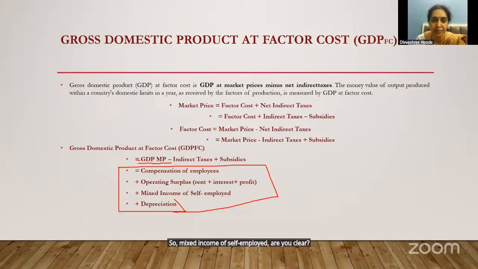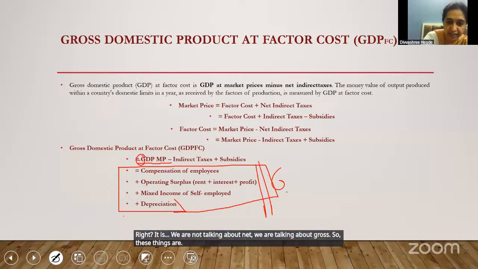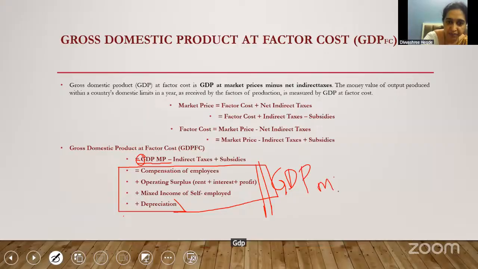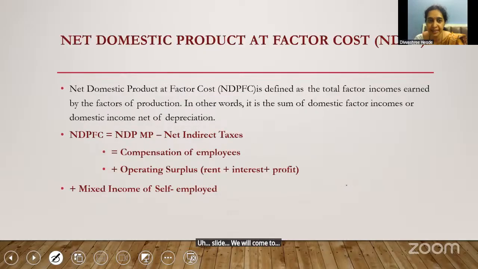Are you clear? And we have added depreciation also. Why? Because it is gross, right? We are not talking about net, we are talking about gross. So these things are GDP-MP. Am I clear? Now we have factor cost versus basic price versus market price. This slide we will come to, we will discuss it later.